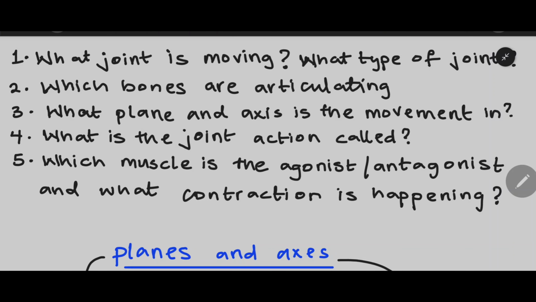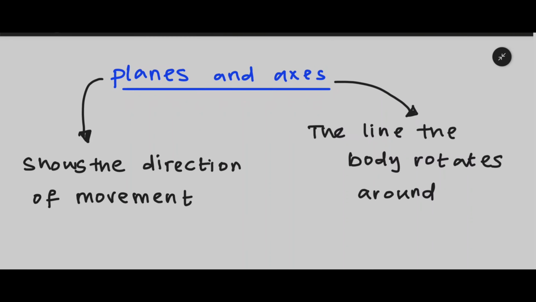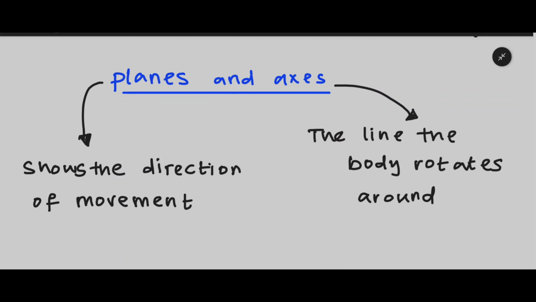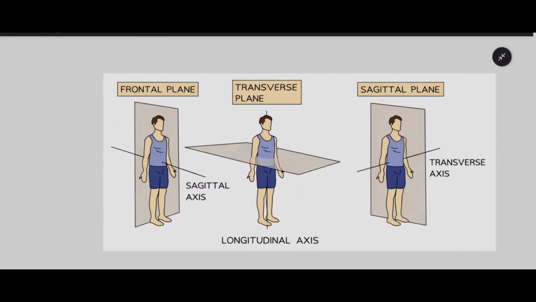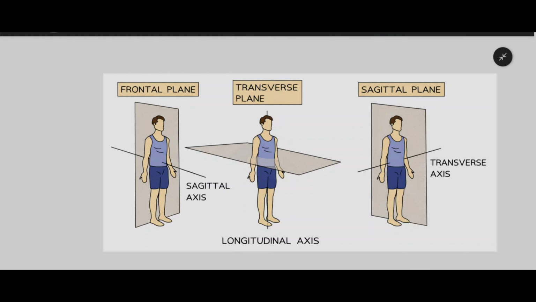Let's start with planes and axes. So planes show the direction that movement travels in, and axes are imaginary lines that the body rotates around. These are the planes and axes you need to know, and it makes more sense to learn them in pairs. So the pairs you need to know are the sagittal plane and the transverse axis, the frontal plane and the sagittal axis, the transverse plane and the longitudinal axis.